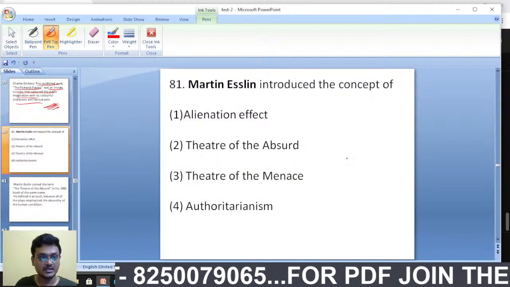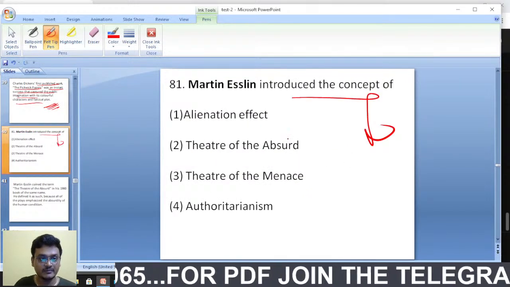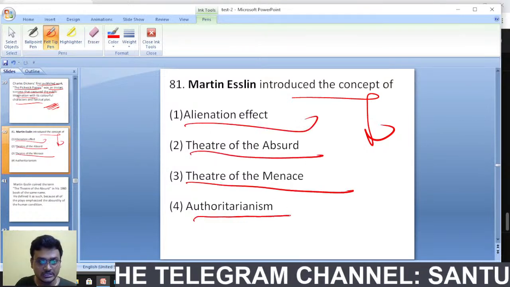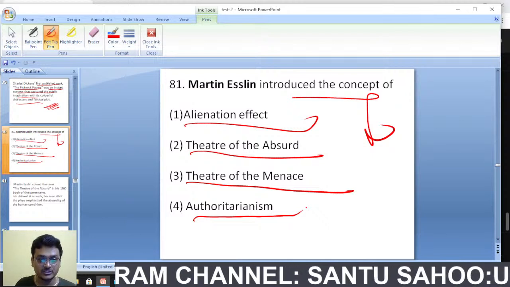Excellent, everyone. Martin Esslin introduced the concepts of alienation effect, theater of the absurd, theater of the mimic, and authoritarianism. Martin Esslin introduced the concept of what?